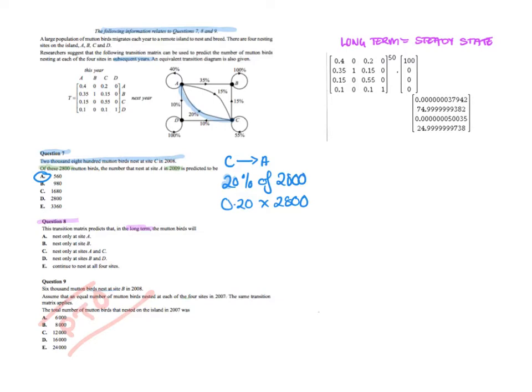Okay. All right, in question 8, the transition matrix predicts that in the long term. So we're talking about long term here. So it will be only nesting. Now we don't have an original state matrix. So what I'm saying, when you don't have an original state matrix, just do a percentage one. So where I say you're going to do the transition. So because this is long term, we want steady state.